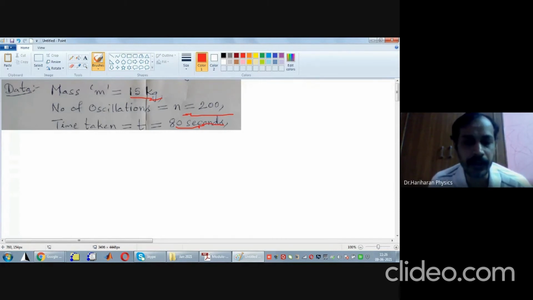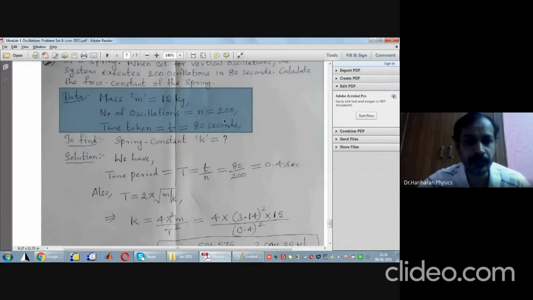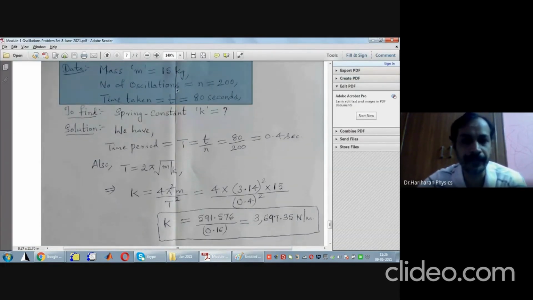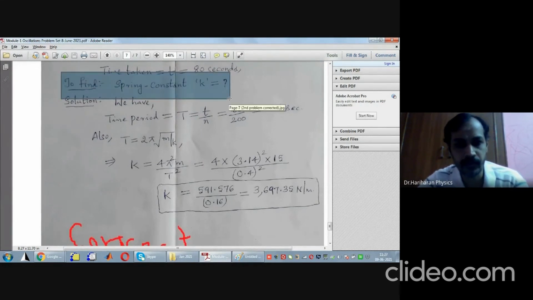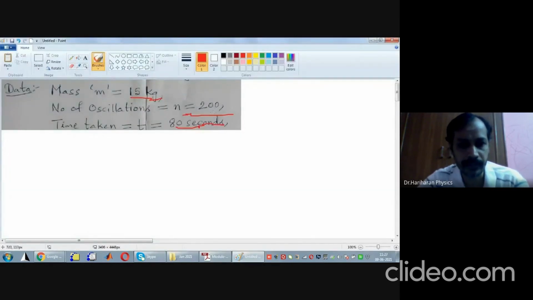Everything that has been listed is already in SI units. Okay, clear? Next, what are you supposed to find? What we are supposed to find is the spring constant. What I am supposed to find is K, the spring constant.